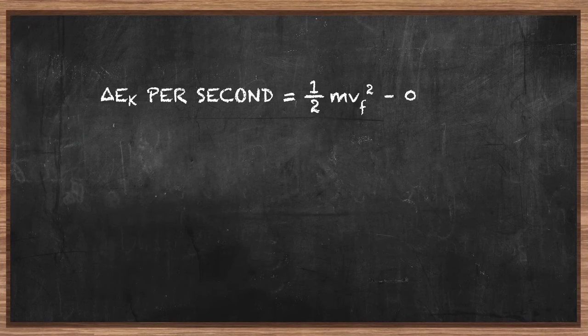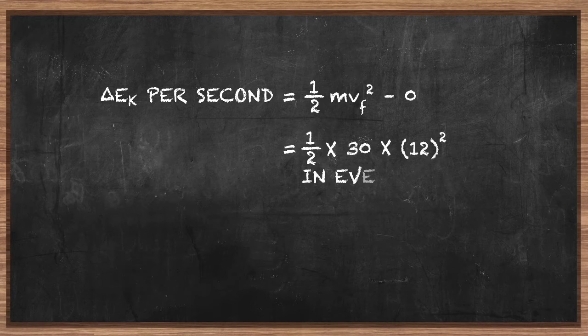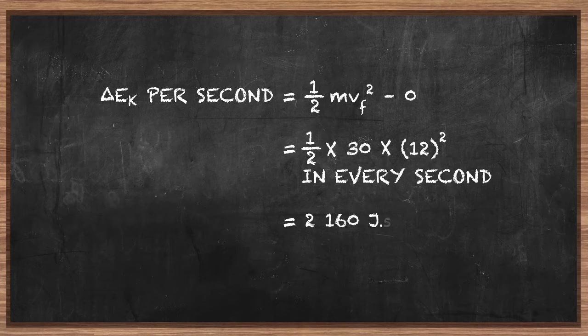Let's calculate each term separately, then add them all together. We'll calculate the change in energy per second for the kinetic and potential energies because this is the information we're given. For example, 30 kilograms per second. The change in kinetic energy per second equals the final kinetic energy. The water is pumped from rest. Substituting the values, we get an answer of 2,160 joules per second.